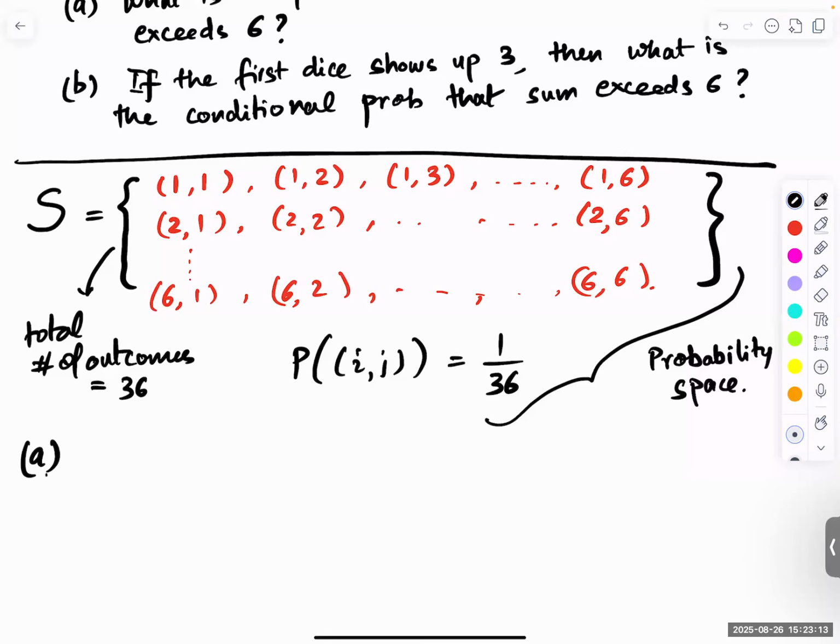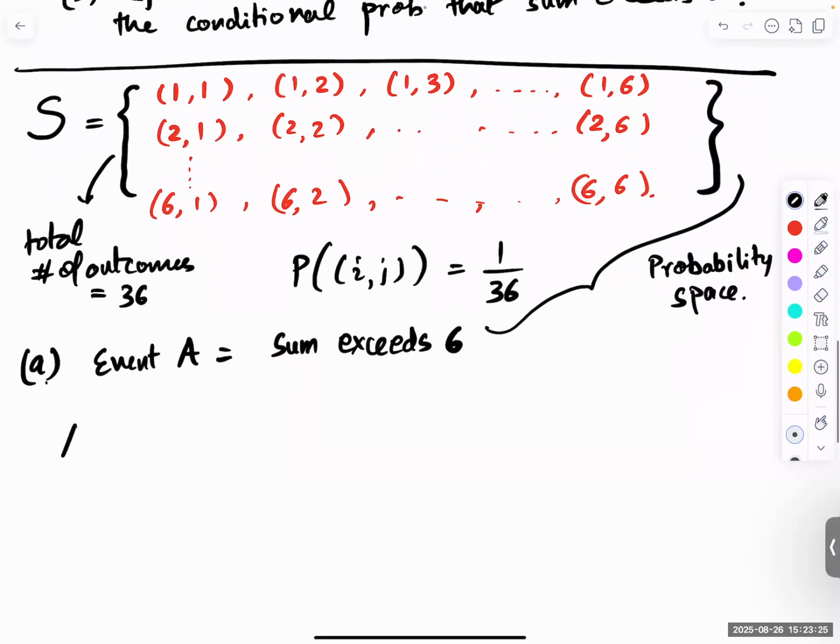So I'm interested in the event. Let's call this event A, which is the sum of the two numbers I see exceeds 6. Okay. Now let's write down event A. Event A is a set of outcomes. What kind of outcomes ensure that the sum of the two numbers I see exceeds 6? Let's write down all of them.